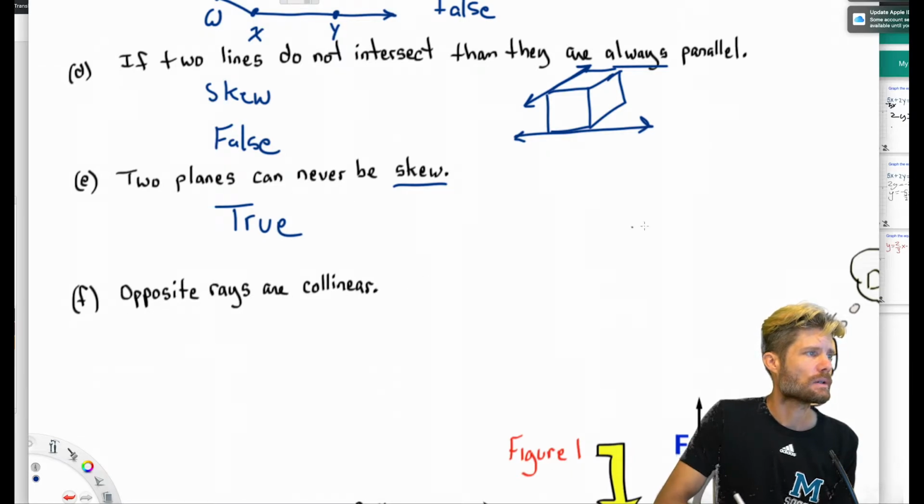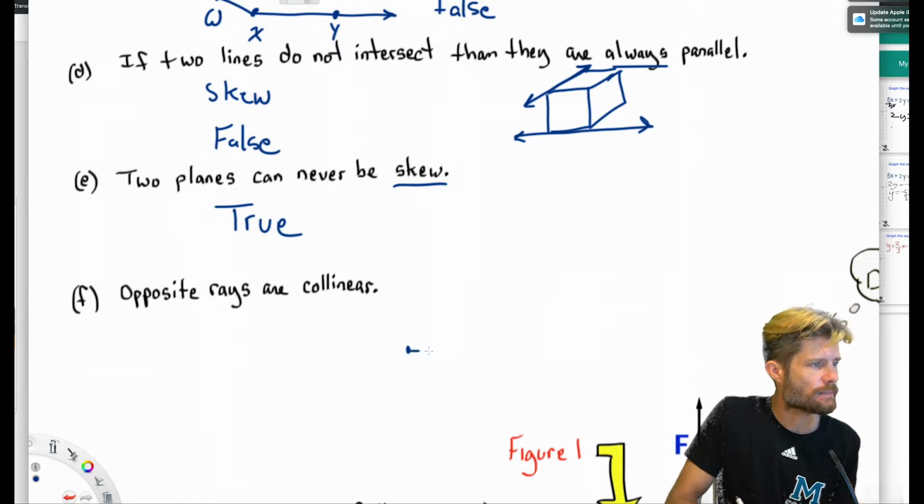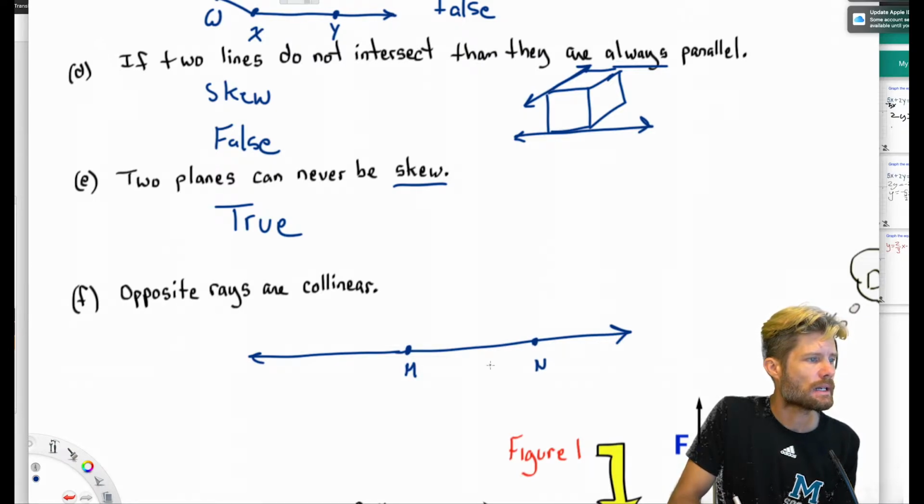Opposite rays are collinear. Well, we just discussed that a little while ago. They have the same endpoint and they go in opposite directions. So say MN is opposite to MO. Are they on the same line? Do they share, are they collinear, on the same line? True.